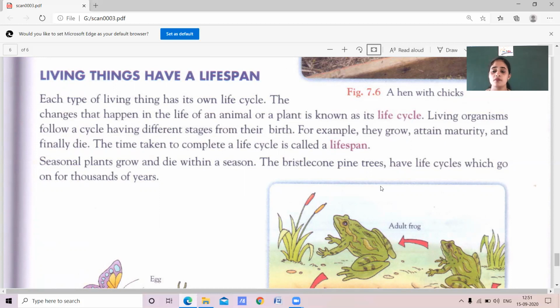As we know, all living organisms take birth. Afterwards, they attain maturity. Finally, they will die. We call this duration the life cycle. Here, a seasonal plant grows and dies within a season. Bristlecone pine trees have a life cycle which goes on for thousands of years. These are trees that will live for thousands of years.